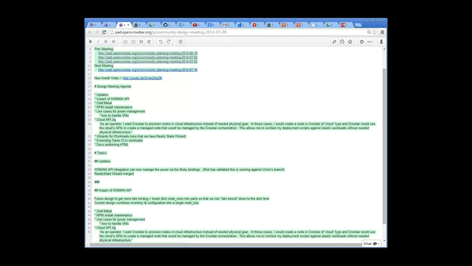So the Ready State wizard merged. We included the changes from the planning session, so it actually shows you the hardware and the configuration as part of that list, and it's really handy. I'm going to snap a video of it because I want to do the power management things and show that. And then I'll do a pull that actually brings it into the UI.